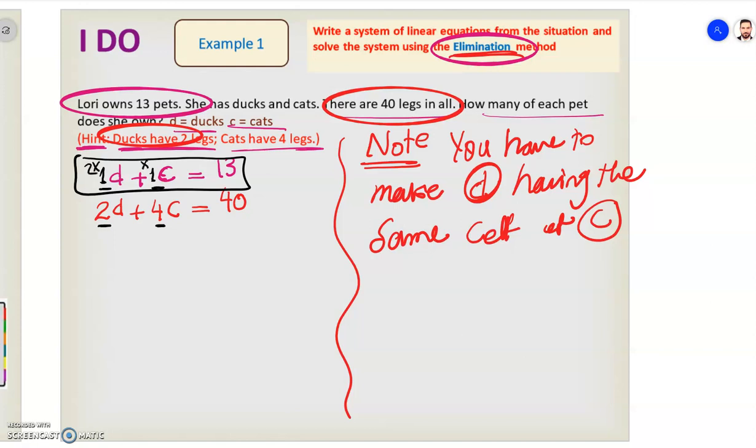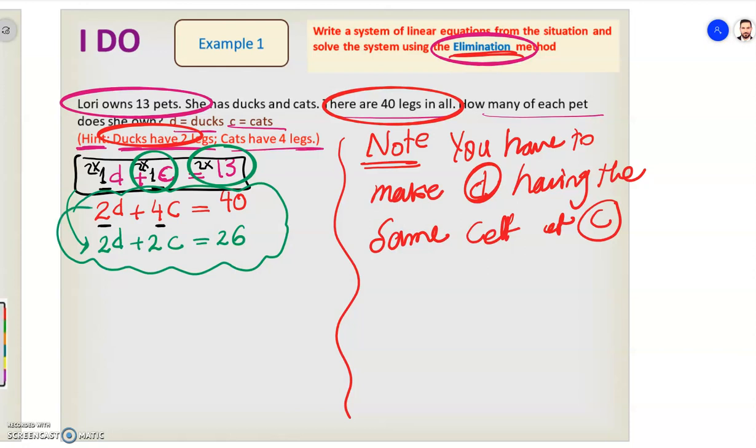If you would like to make the first equation have 2 in D, you have to multiply all terms by 2. So if you multiply it by 2, you will get 2D, plus 2 times C is equal to 2C, and here is 2 times 13 is equal to 26. Now I have these two equations, D and D having the same coefficient, which is 2. I can eliminate them. Eliminate means remove.